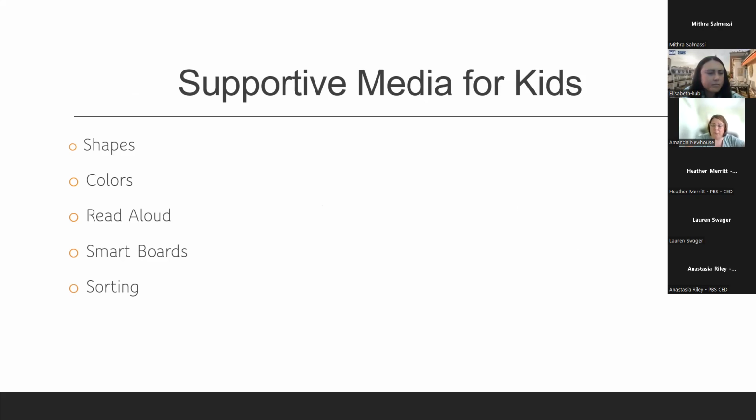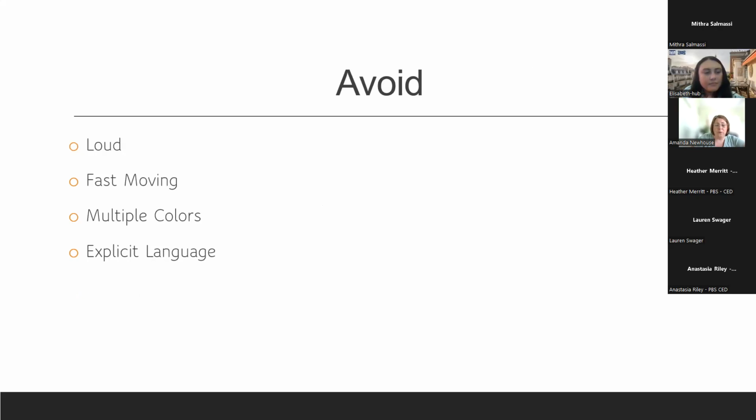There is a lot of supportive media for kids. There's a lot of educational pieces, and anything that works with shapes, colors, reads with them, right? That they can look at the words and read can be really helpful. Smart boards that can be engaging back and forth, educational. Again, it's still considered screen time. It's still considered media, but it is helpful and supportive and educational. Sorting numbers, shapes, matching, those are all really helpful. You want to avoid anything that's really loud, fast moving, all kinds of colors, explicit language, right?